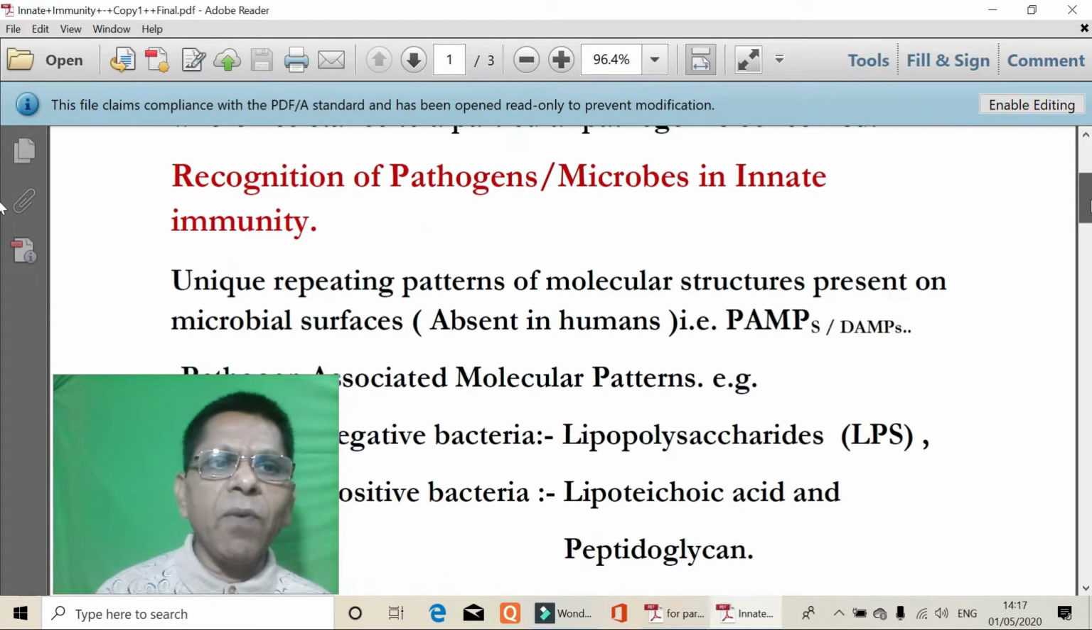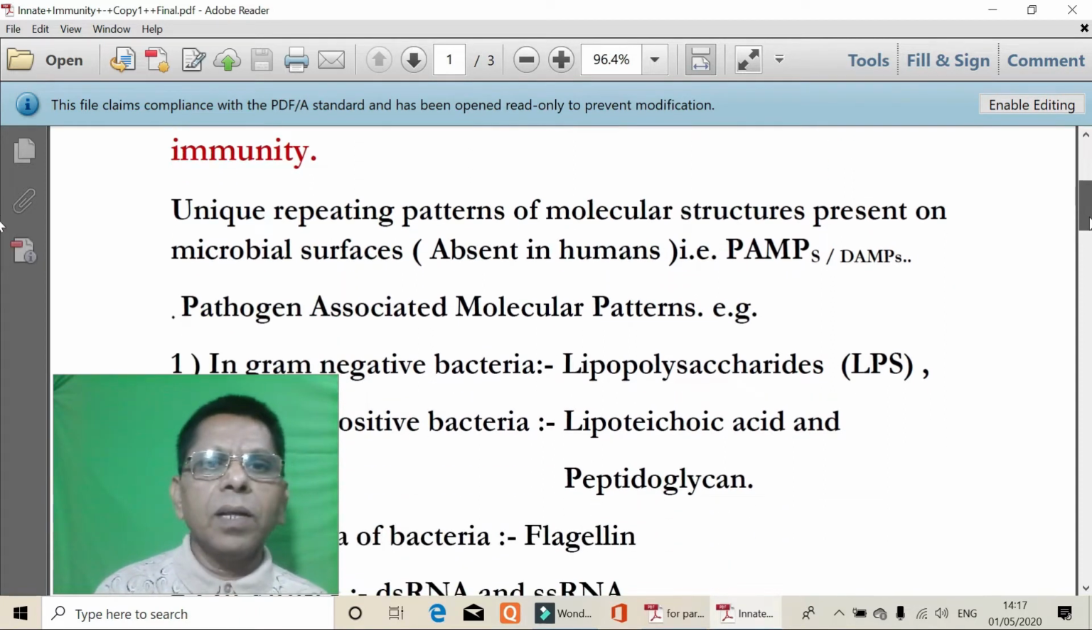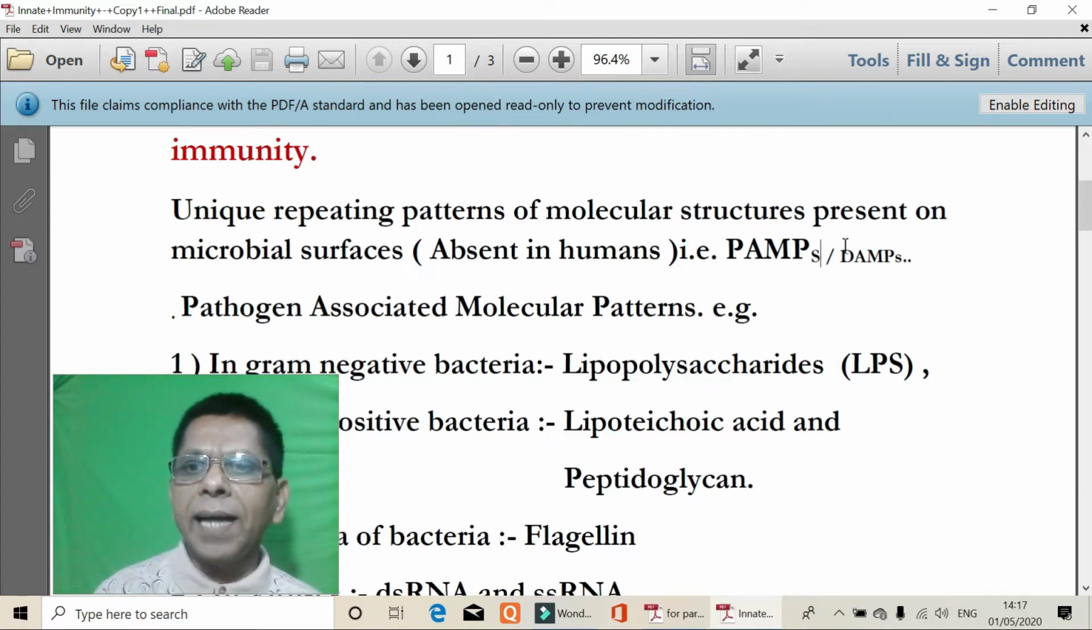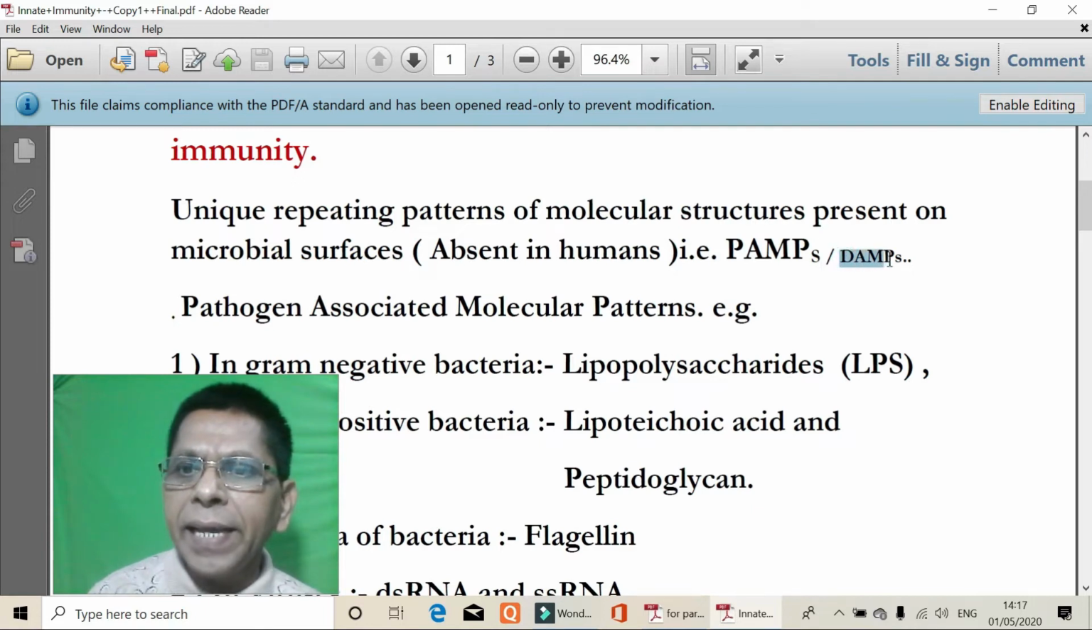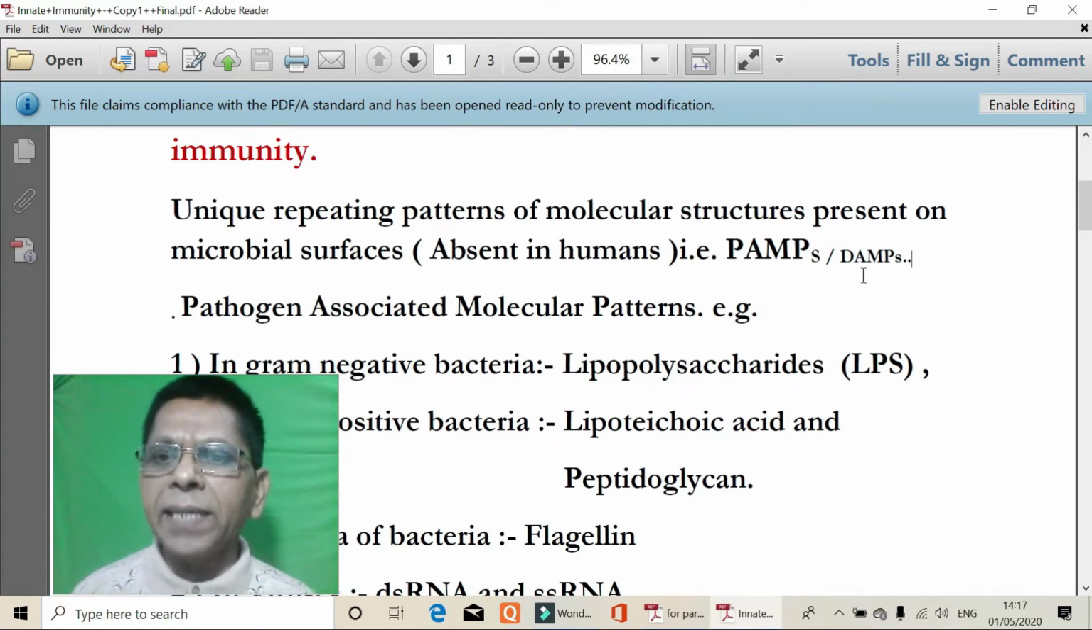So here you will find recognition of pathogens, that is microbes, in innate immunity system. I have written over here PAMPs, the long form of this, pathogen associated molecular patterns. At the same time I have written over here DAMPs, that is damage associated molecular patterns.